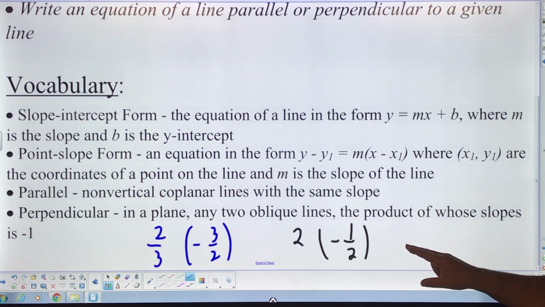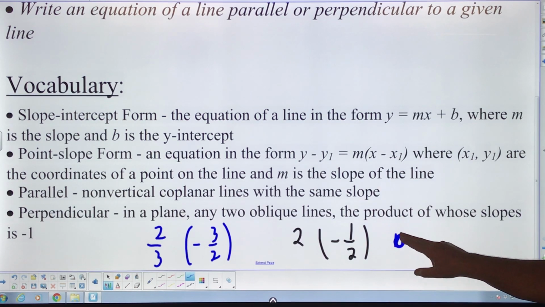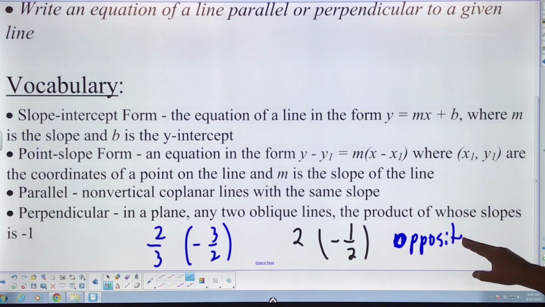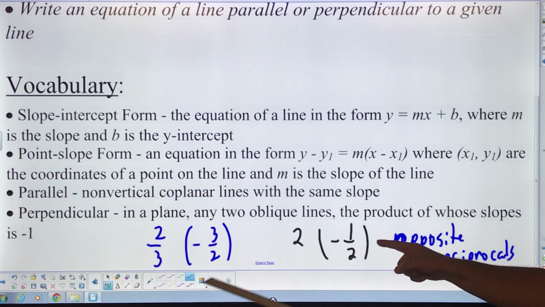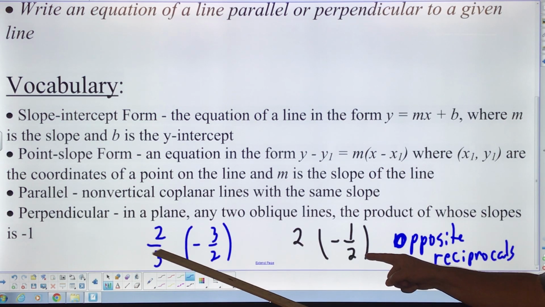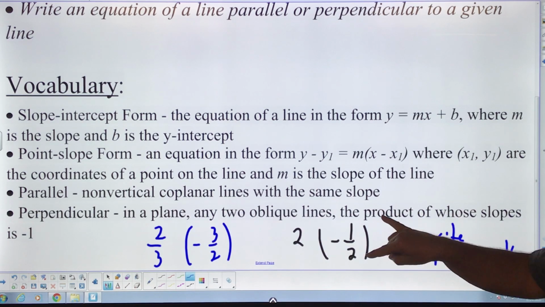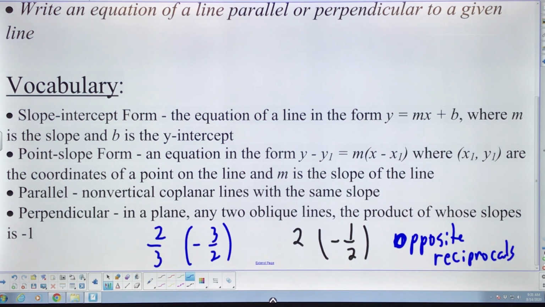I'll say it again. Those slopes are opposite reciprocals of each other. Opposite, because the signs are opposite. They have to be opposite, so when you multiply you get a negative. Signs are opposite, and the reciprocals, you flip them, right? Remember reciprocals? And that's how that works.